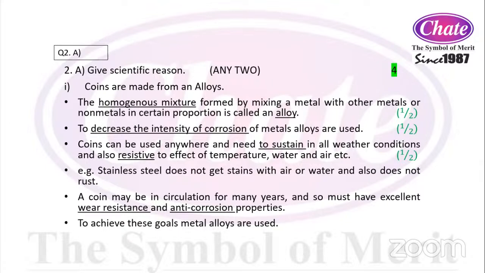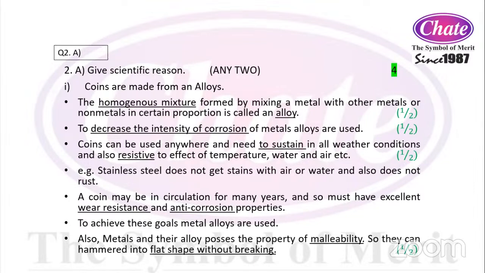And one more thing we can mention about this: when you produce an alloy from a metal, the properties of the metal get acquired by that alloy. As we know, metal has the property of malleability, and that same property is possessed by the alloys, and that is why it is very easy to make a coin from alloys. If we hammer the metal alloy, it will become a flat shape without breaking. So that is also one of the reasons we can use alloys to make coins.